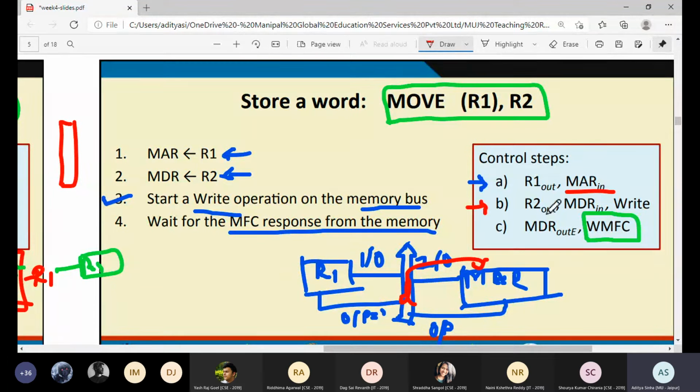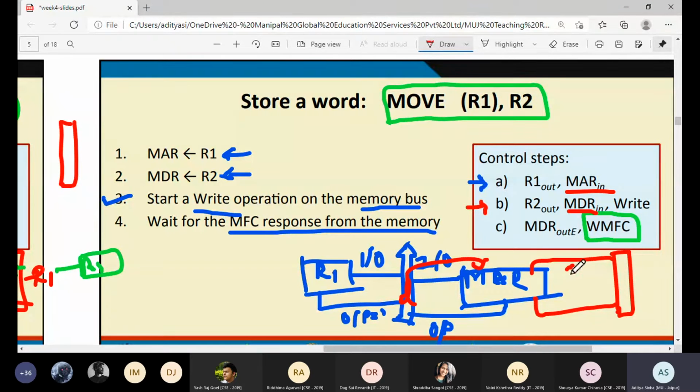Then you need to put the data from R2 into MDR. So you'll do MDR, R2 out. So the data will be available in the system bus. Since you have MDR in as high, the data will be read from the system bus onto the MDR. Then you issue a write signal. Now you have to put the data from the MDR onto the memory. For that, MDR is connected to the memory bus also.